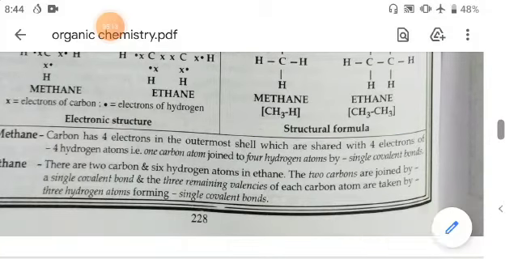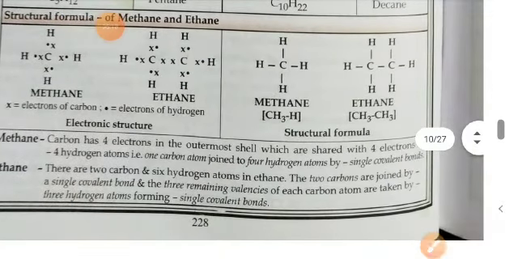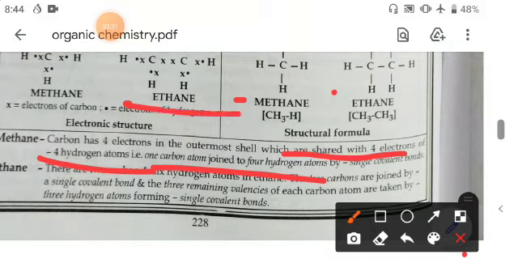In methane, you know that carbon has 4 electrons in the outermost shell, which are shared with the electrons of 4 hydrogen atoms, that is, 1 carbon atom is joined to 4 hydrogen atoms by single covalent bonds in this case. And like methane, ethane is also the same.